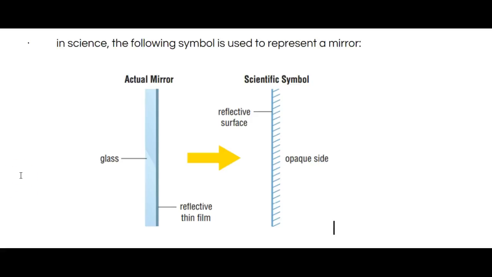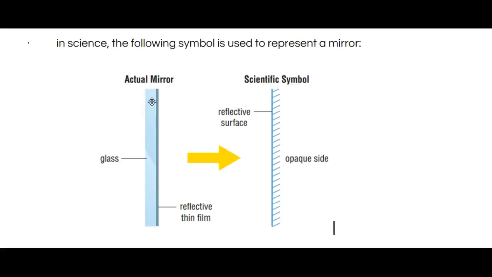So in science, we have some special symbols that represent a mirror if we're drawing it. If we're looking at an actual mirror, a typical mirror will have a reflective thin film on the back, and usually it's some sort of reflective metal, like some sort of silver colored metal, and it's really, really thin. In fact, some mirrors you can actually peel off that thin foil on the back. But it's covered by a protective glass that has a certain thickness.